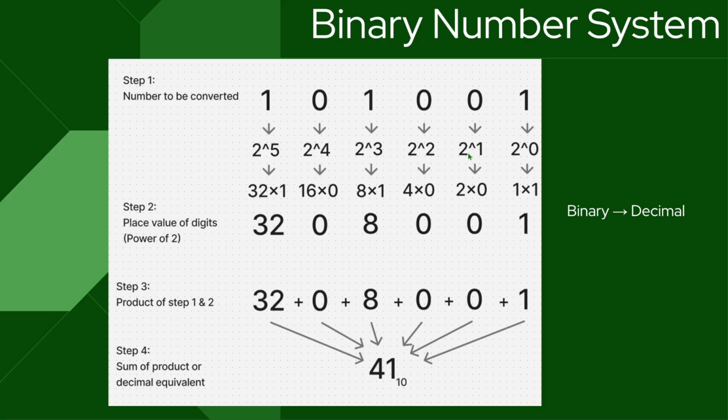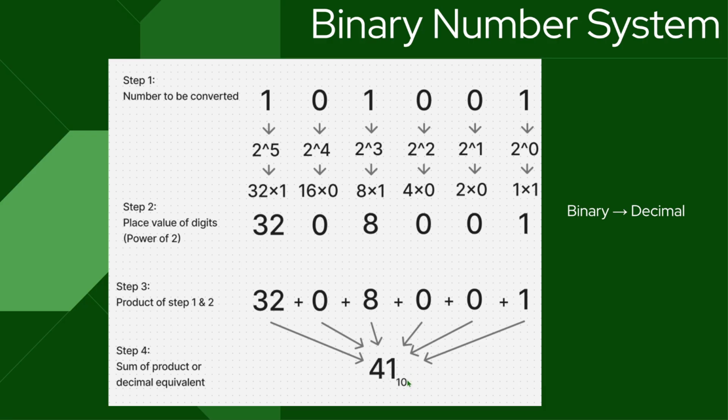Then here there's 2 to the power of 1. That's 2, and 2 times 0, because that's what we're multiplying by, is 0. Then we just keep repeating that, multiplying by 0 or 1, whatever the power is. Finally, we add all those numbers together: 32 plus 0 plus 8 plus 0 plus 0 plus 1 gets us 41. And decimals are base 10, so that's why we have this 10 here.